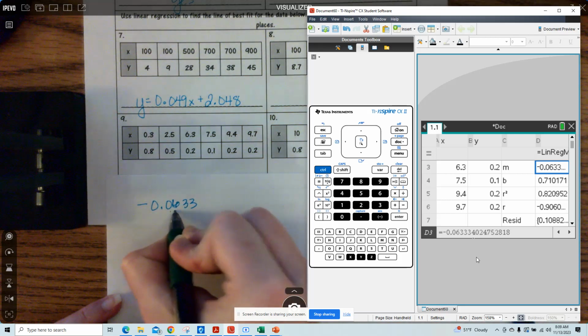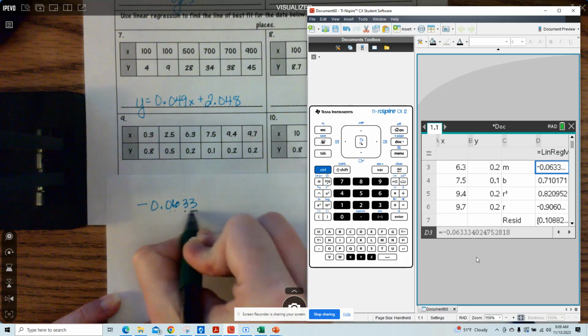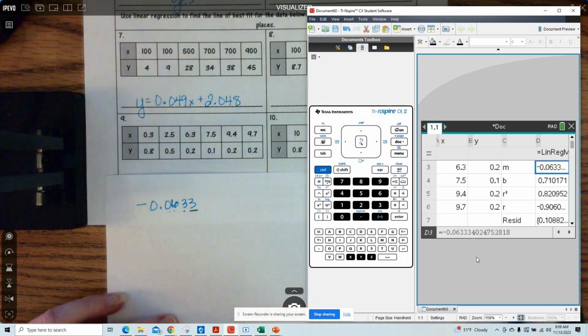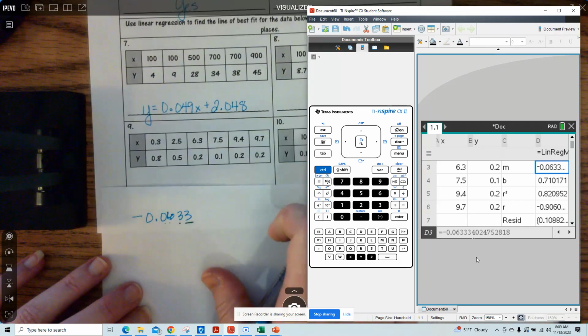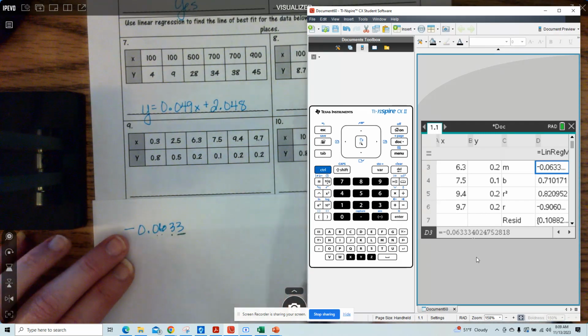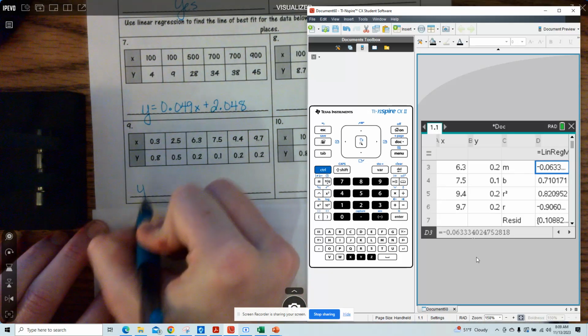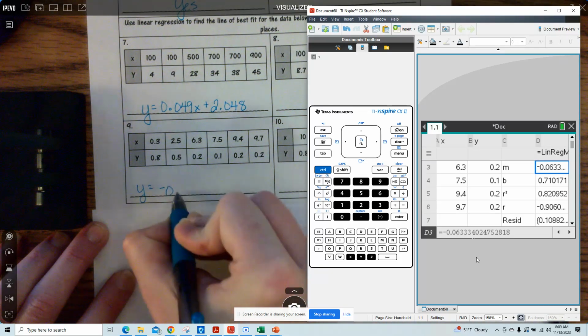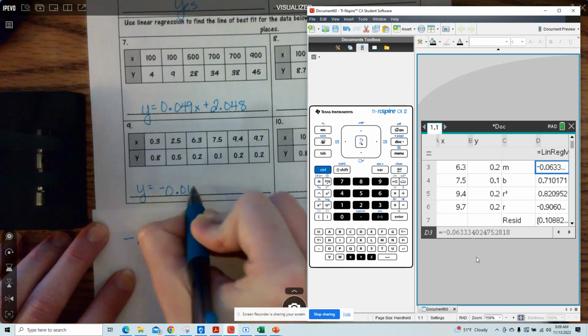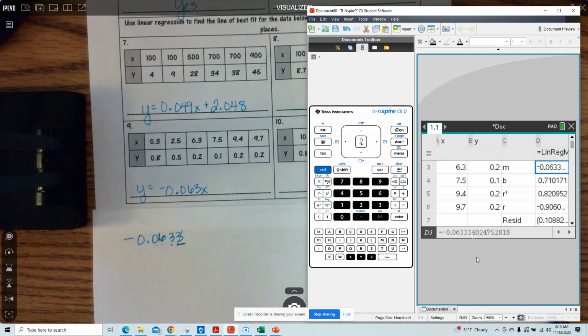All right, so 3 numbers after the decimal. So I'm looking at the 3. Does the 3 tell me to go up or stay the same? Stay the same. Anything below 5. So y equals negative 0.063. Hey, the good news is there's no fractions today.